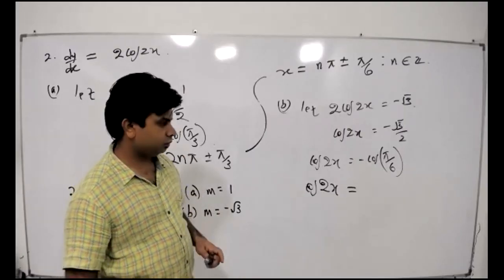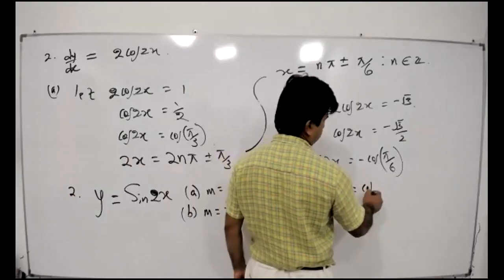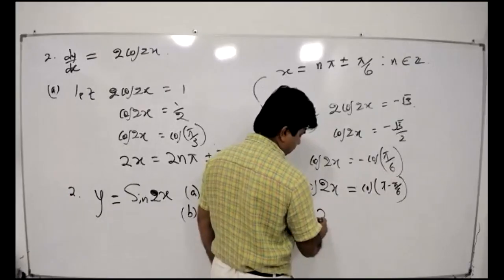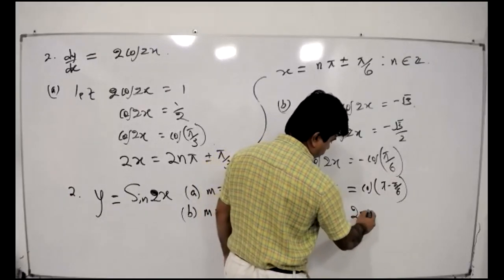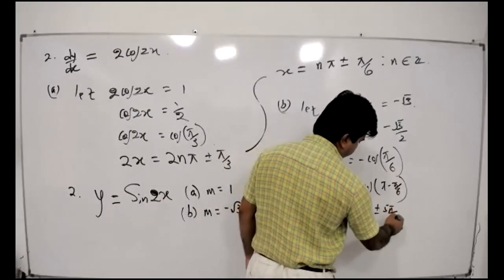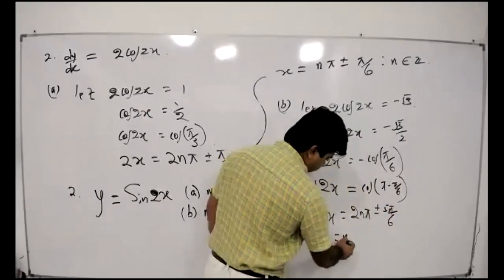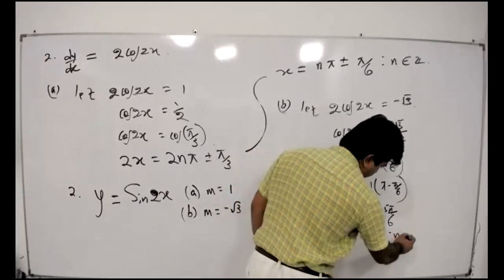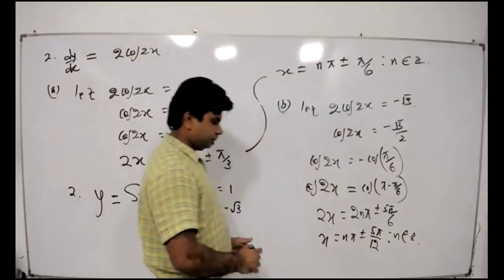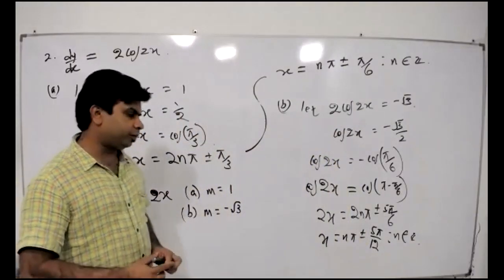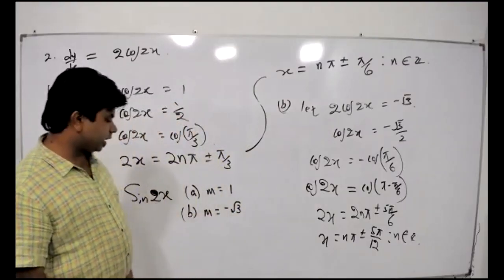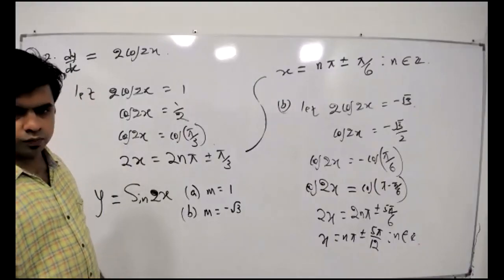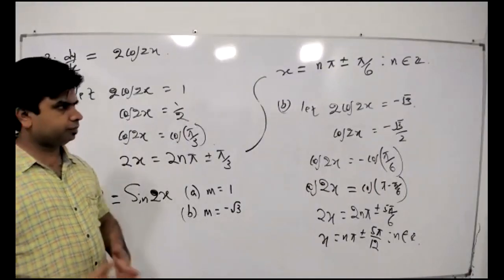So take the angle in the second quadrant, so it becomes cos pi minus pi by 6. Very good. Pi minus pi by 6, that means 5 pi by 6. Therefore, 2x equals 2n pi plus or minus 5 pi by 6. That means x equals n pi plus or minus 5 pi by 12, where n is any integer. Again, you can say there are infinity points on the curve for the gradient minus root 3.